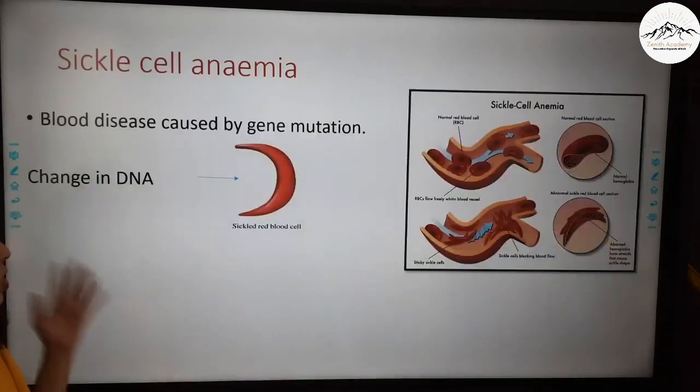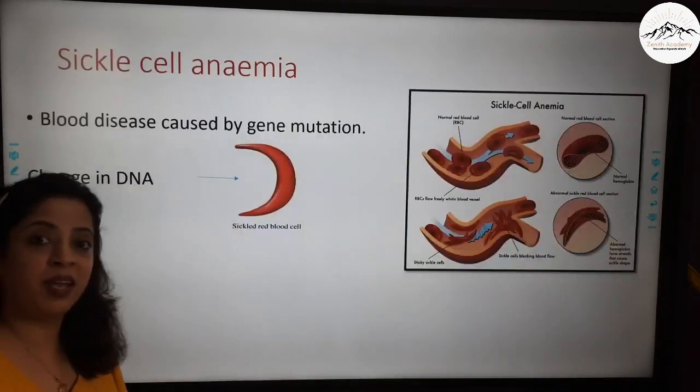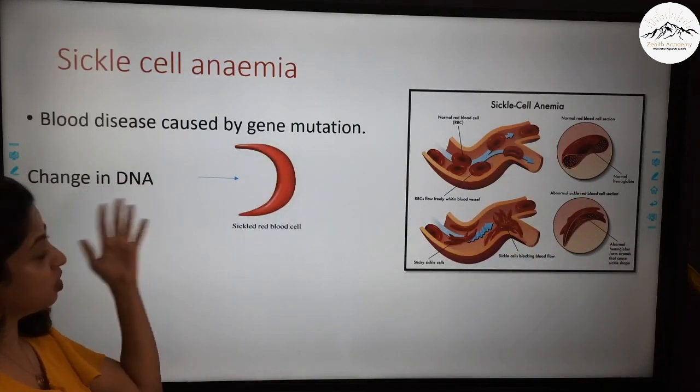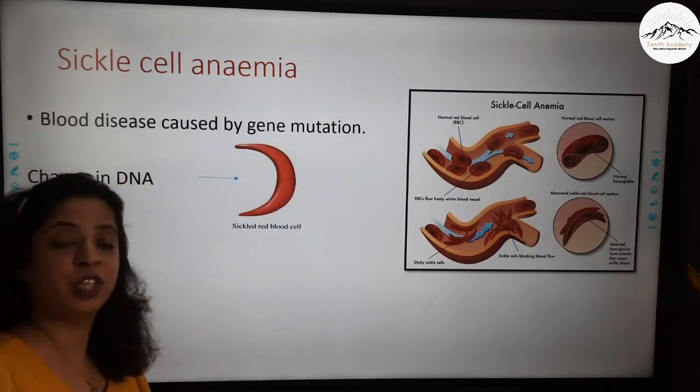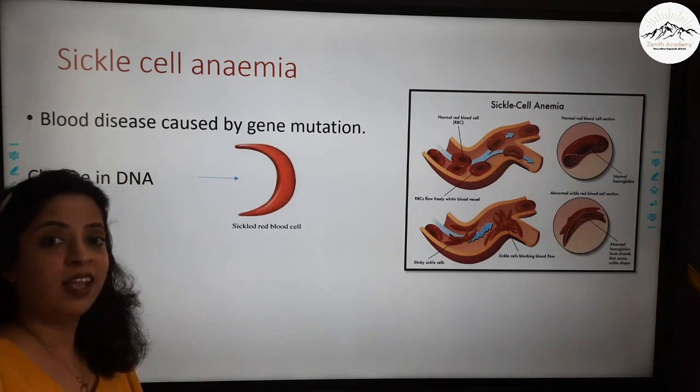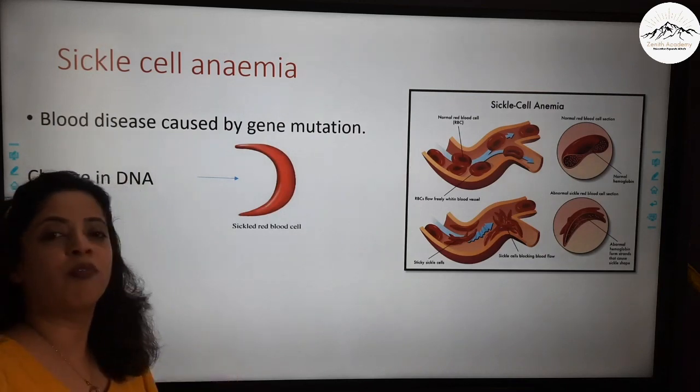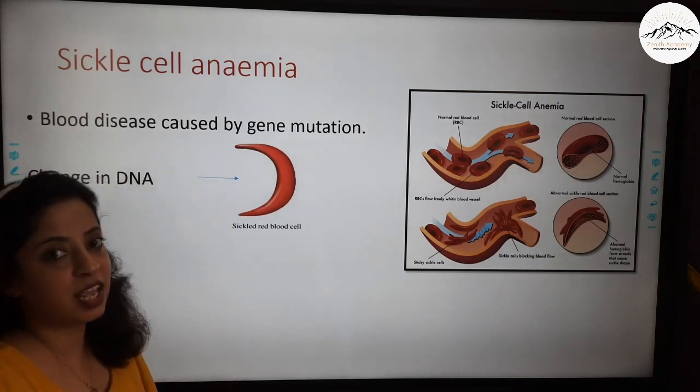So what is sickle cell anemia? Sickle cell anemia is a genetic disease, a blood disease caused due to gene mutation, and in this the shape of the red blood cell changes like a sickle.